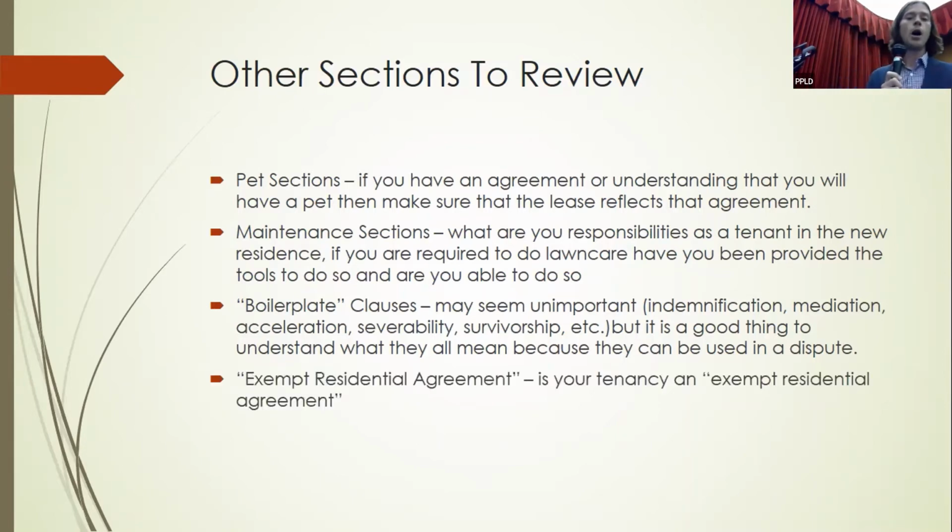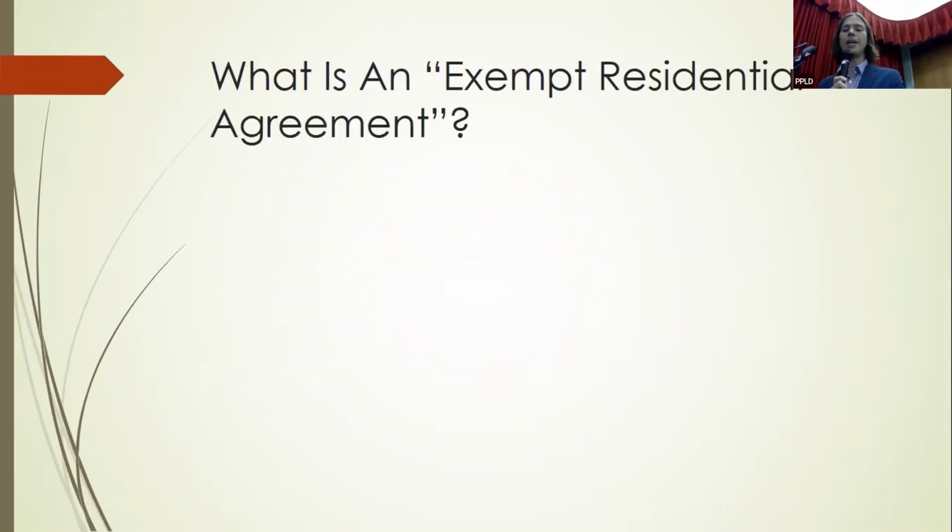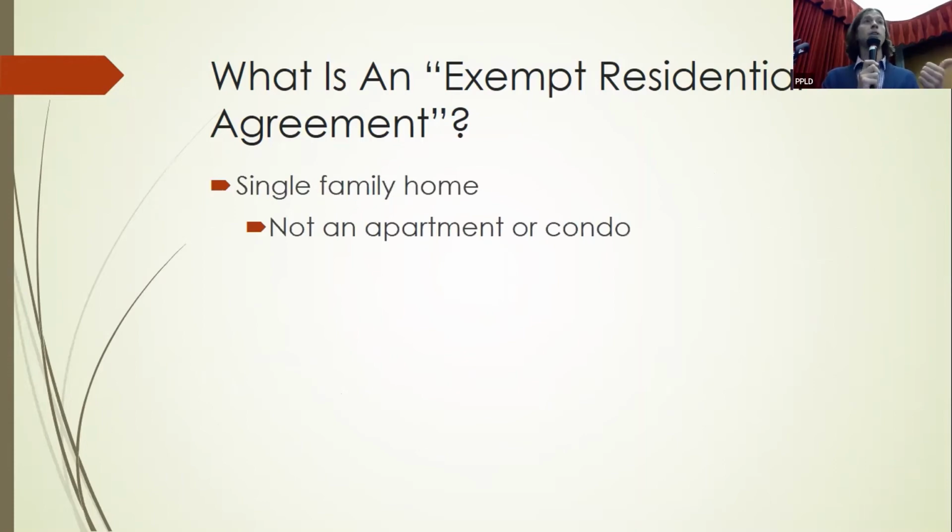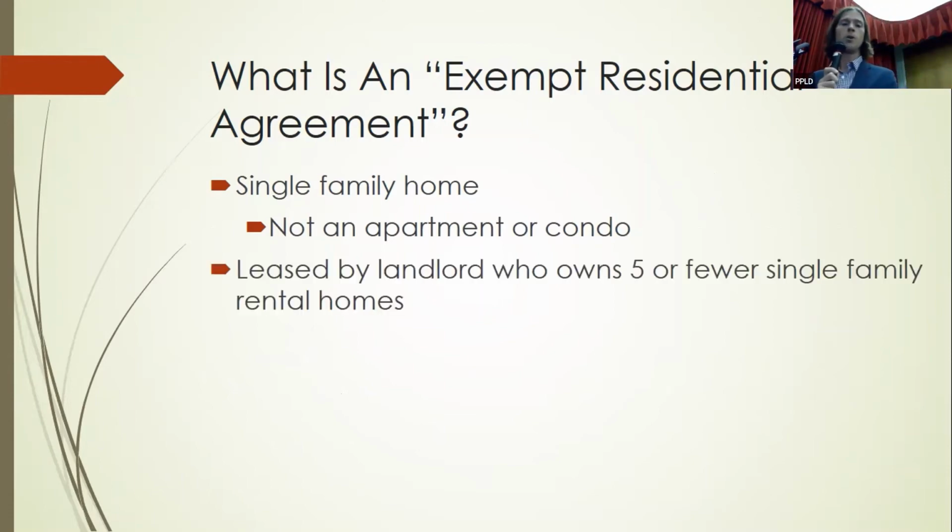Exempt residential agreement. This is a separate type of tenancy in Colorado, and it has to be identified in the lease as such. So if you see in your lease that this is an exempt residential agreement, or that you are an exempt residential tenant, that means, one, you're renting a single family home, because this is not available for apartments or condos or townhomes. It's also leased by a landlord who owns five or fewer single family rental homes. So we're not going to be doing this with a property management company.